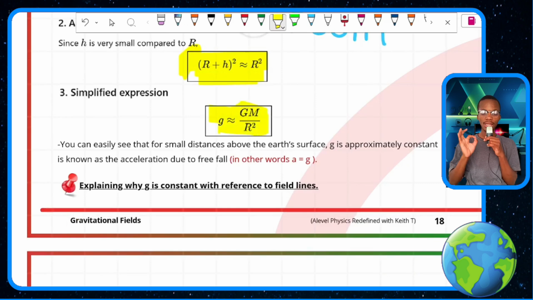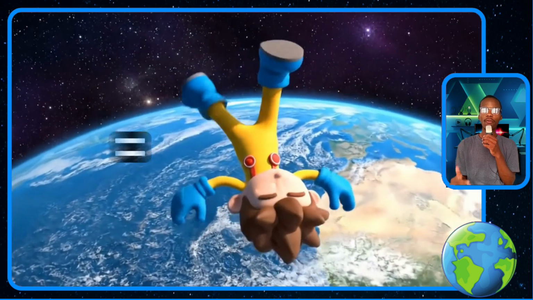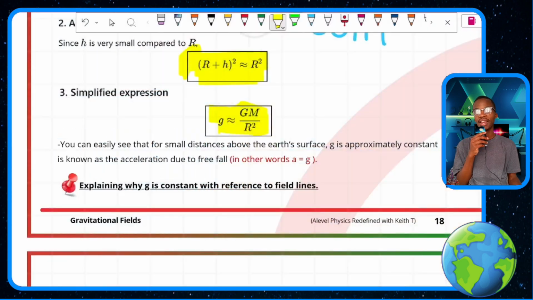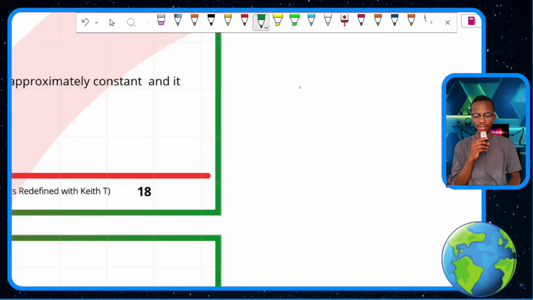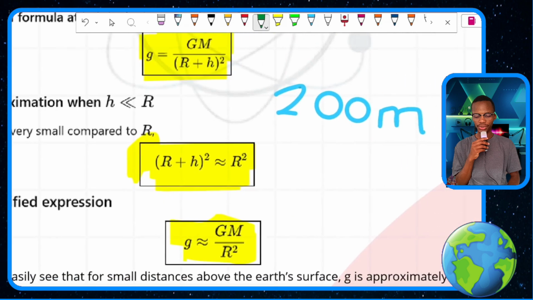Why am I saying this? This is very important because we can see that for small distances above the Earth's surface, g can be assumed to be approximately constant. And we can call it the acceleration due to free fall above a certain point on the Earth's surface. We can say that any object that's falling will fall with the acceleration due to gravity, which is equivalent to g. Why am I saying this? Because look at this little derivation that we're going to do over here.